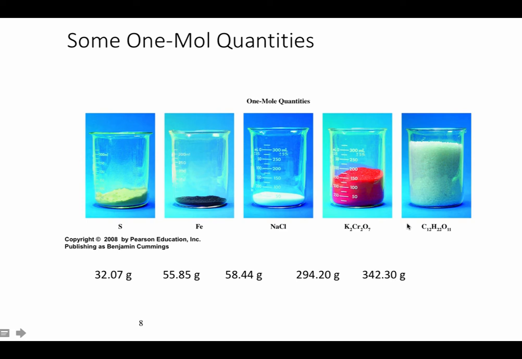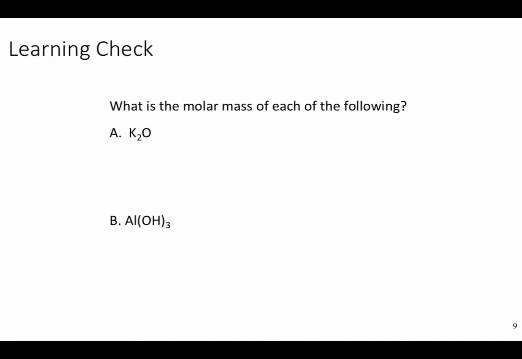Okay, so what does 1 mole look like? 1 mole of sulfur, iron, sodium chloride. This is potassium dichromate, and this is a sugar. Just to give you an idea of what 1 mole looks like, we did look at these in class. Please ask to see those samples again if you need to. So pause the screencast, figure out what the molar mass is of each of these, and then come back, we'll check the answers.